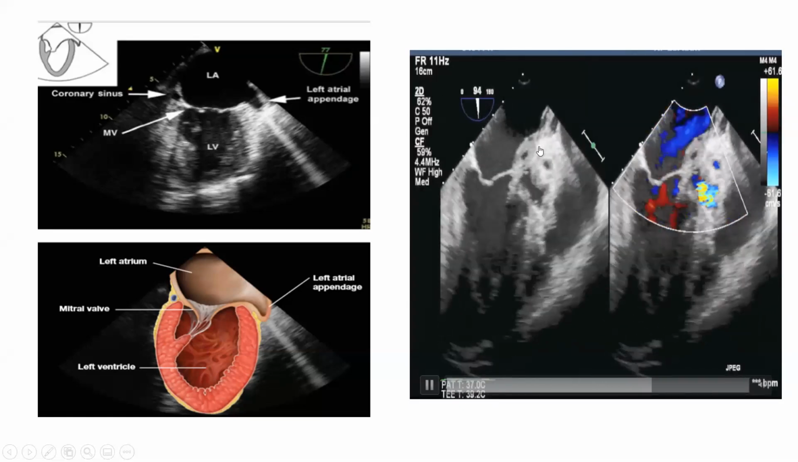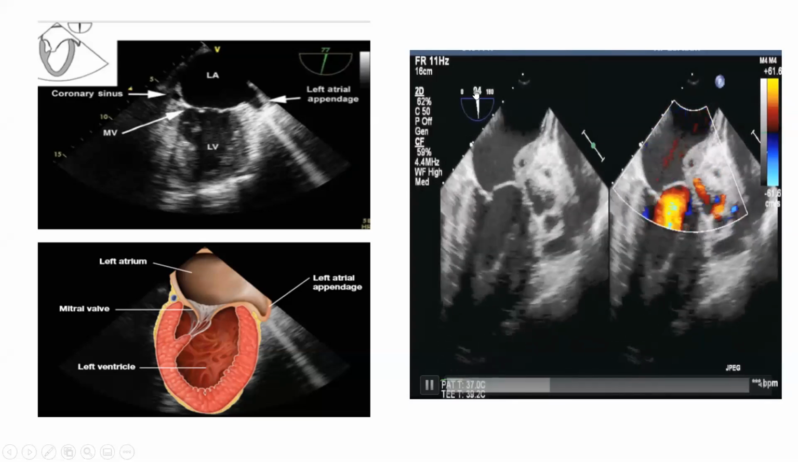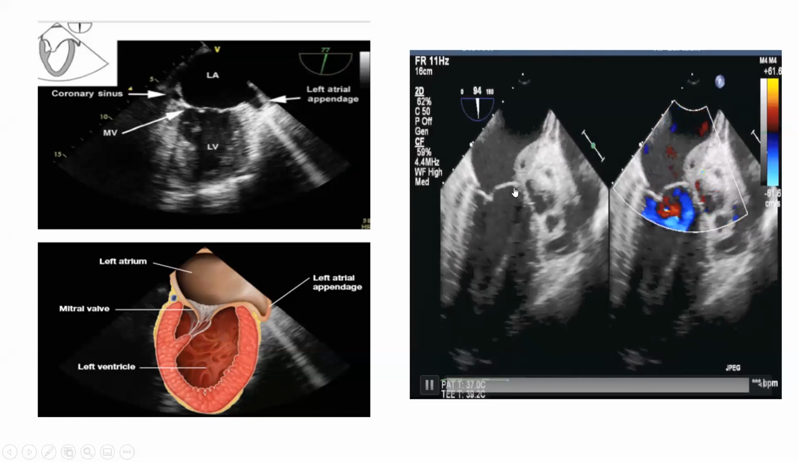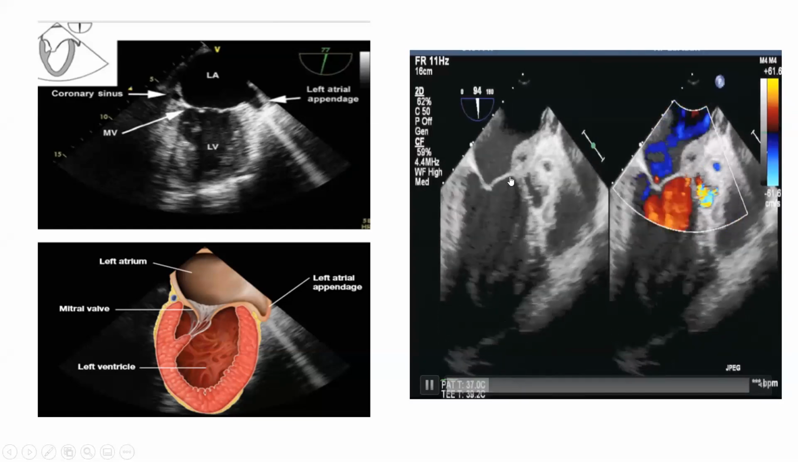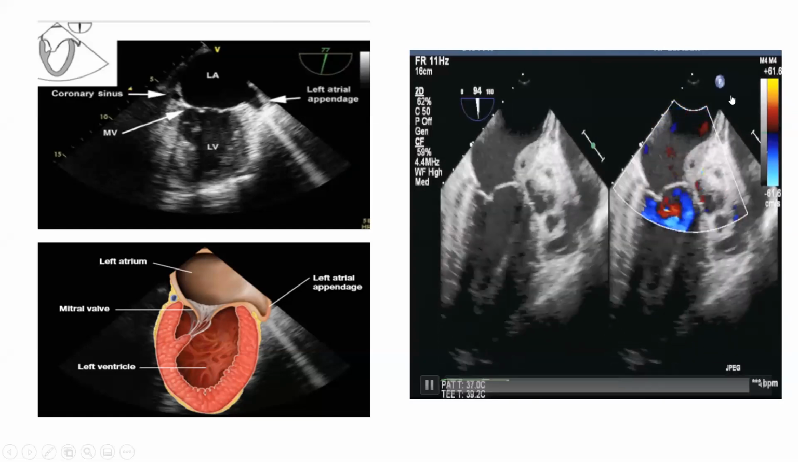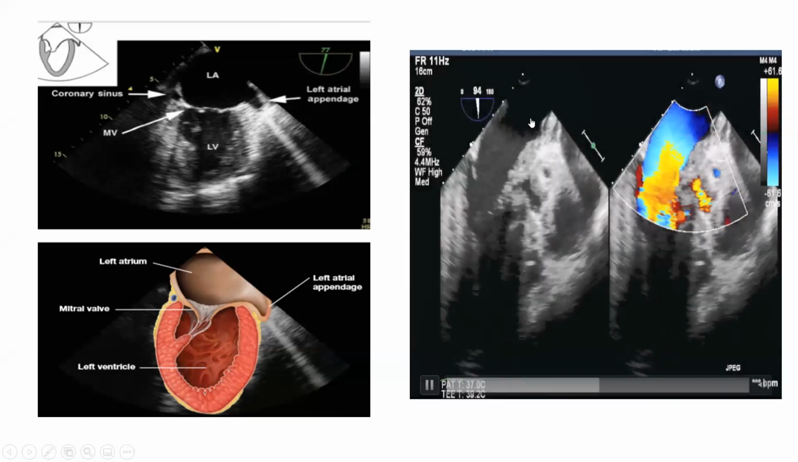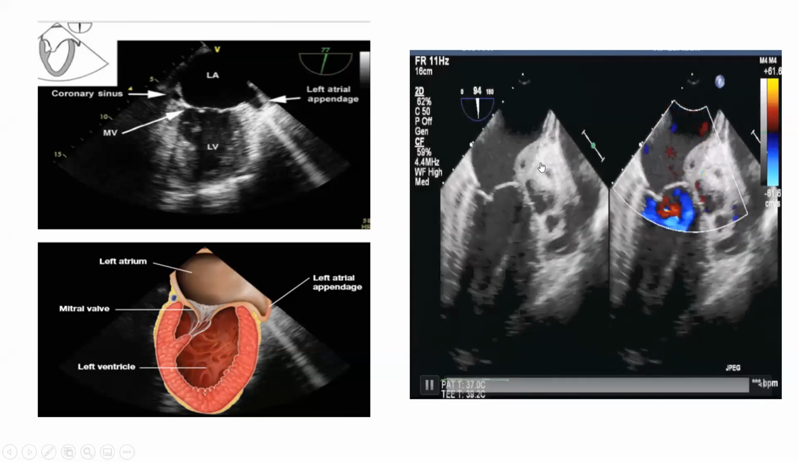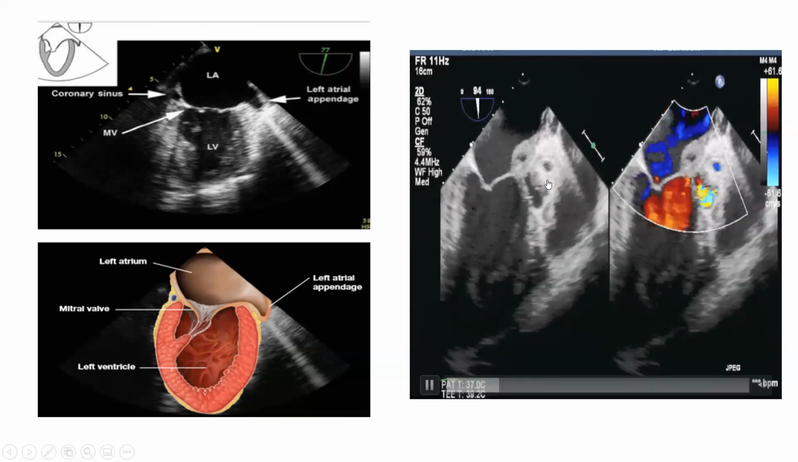But this is not a typical view. I'm sorry, it's not a typical view of the two-chamber view. In a two-chamber view, you will not see the aorta. This is a little bit clockwise rotated. Because of that, you see the aorta, and it is the big mass here. Because of that, you can see some part of the.